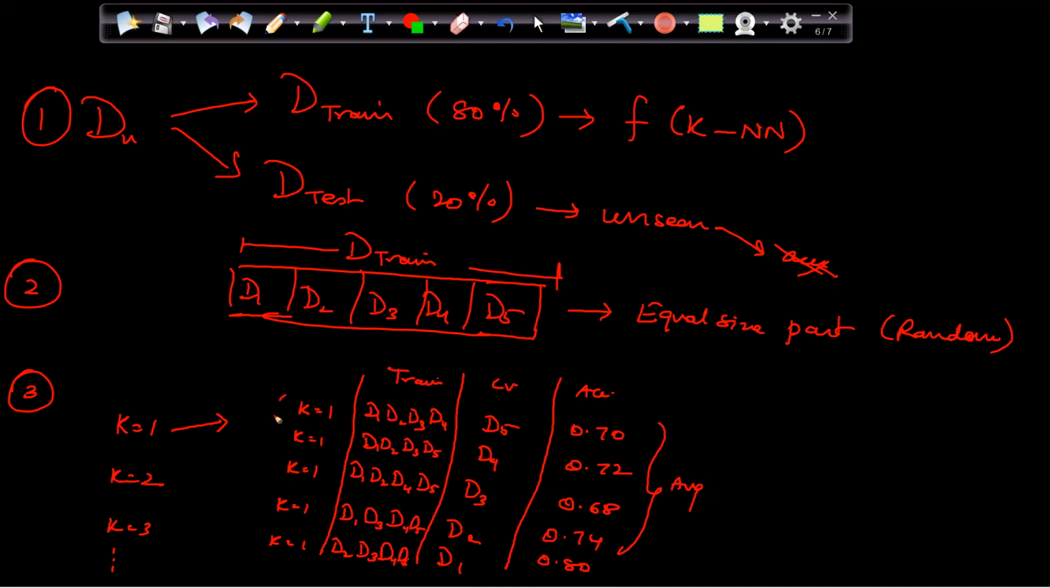Now, same way, this is for 1. Same way, the story will happen for 2 also. When neighbors are 2, same story will happen. When neighbors are 3, same story will happen, and so on. And it will generate a chart.